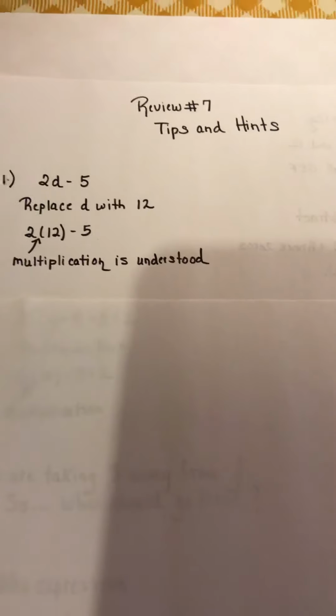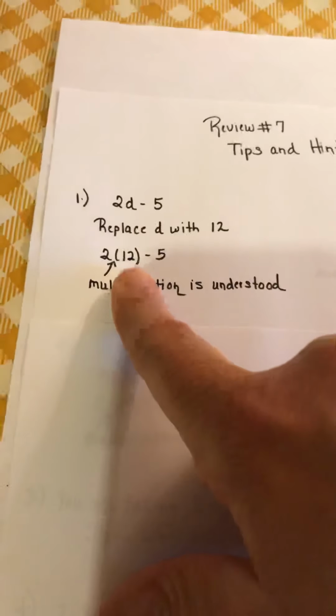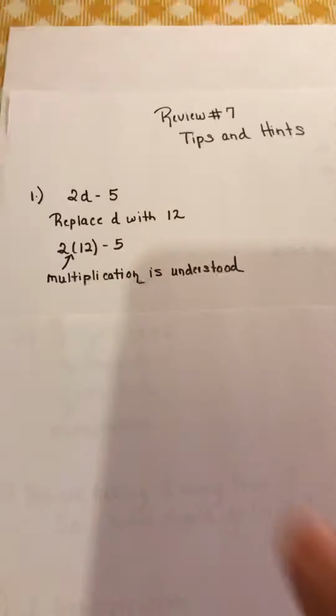Number 1, you have 2d minus 5. Remember, when you have an algebraic expression, when you need to evaluate it, you replace the variable, the d, with the assigned value. In this case, it's 12. The tricky part here is remembering when you have the 2 and the 12 next to each other like that, that means to multiply. Sometimes that can be tricky.